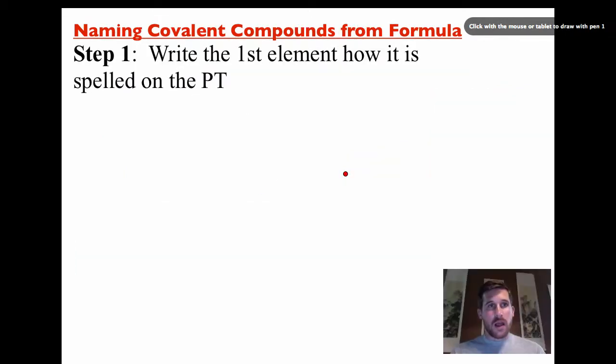All right, so how do we name these covalent compounds from a formula? So you're looking at a formula, you want to say its name properly, right? So the first thing you want to do, we're talking about covalent here, so you should know that we're dealing with two nonmetals. We want to write the very first element in that formula, how it is spelled on the periodic table.